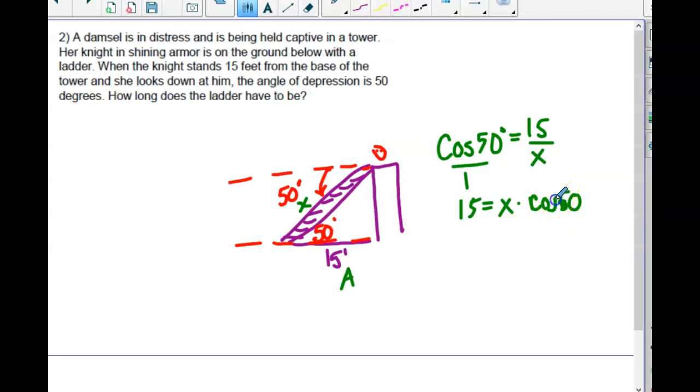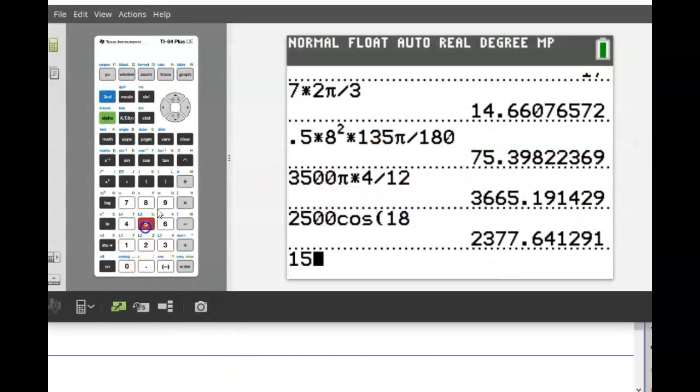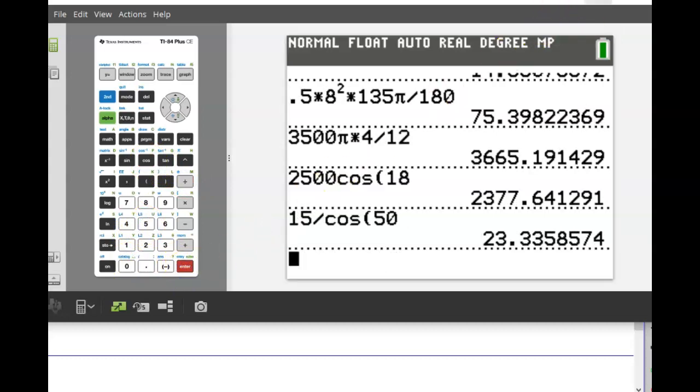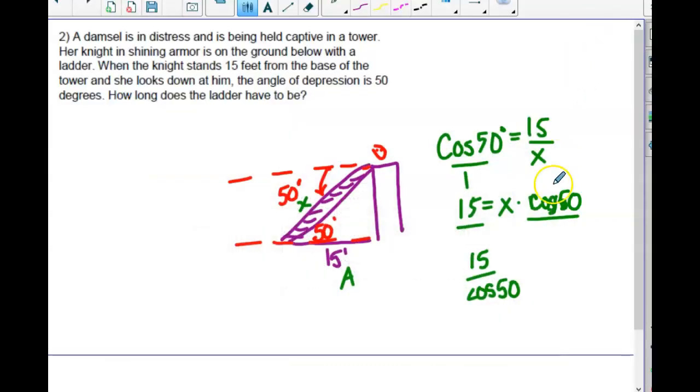So what do I have to do to solve for x? Yeah, I have to divide both sides by the cosine of 50. So I end up typing 15 divided by the cosine of 50 and getting 23.3 feet, wasn't it?